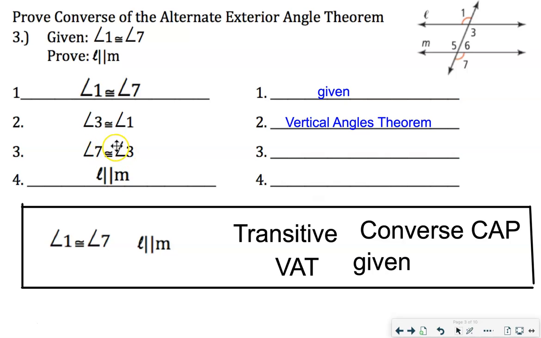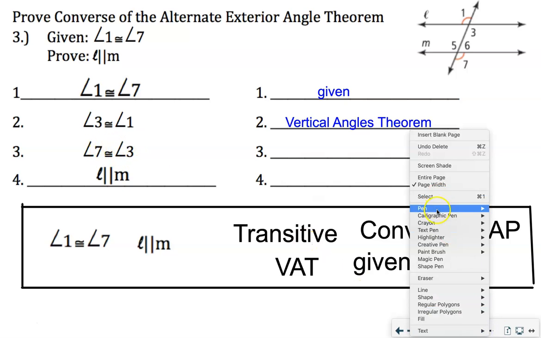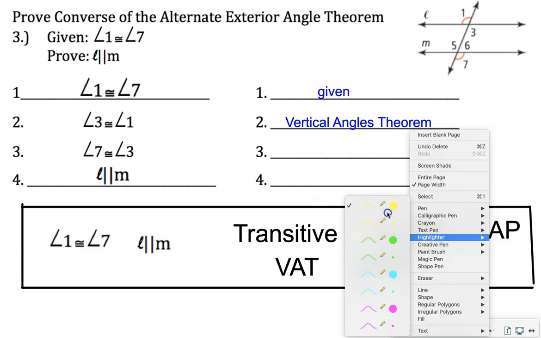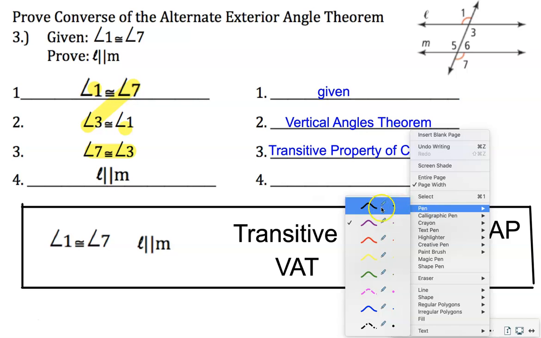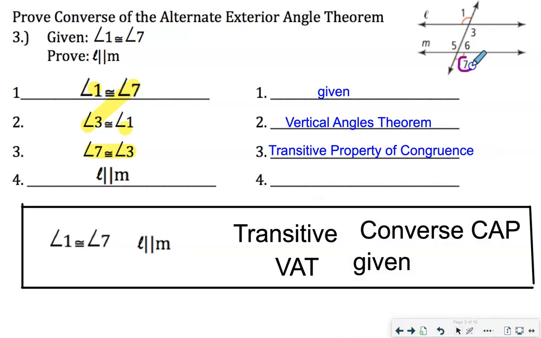7 and 3 have to be congruent because they are both congruent to the same thing. This time they're both congruent to angle 1, which means that angle 3 and angle 7 have to equal each other. They have to be the same as each other because they both equal angle 1. That's again called transitive property. Then we can go look at what type of angles 7 and 3 are. Here's 7 and here's 3. Those two are going to be called corresponding.